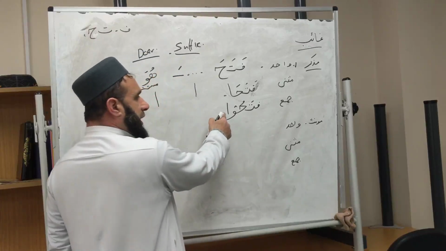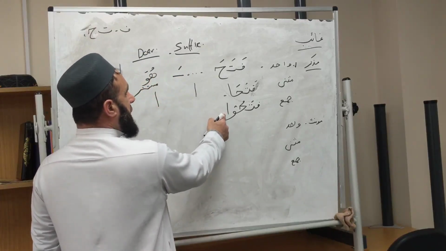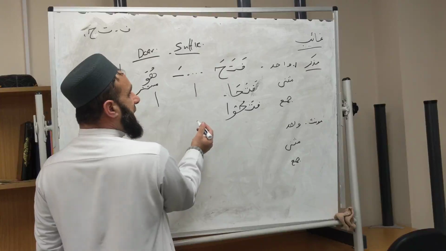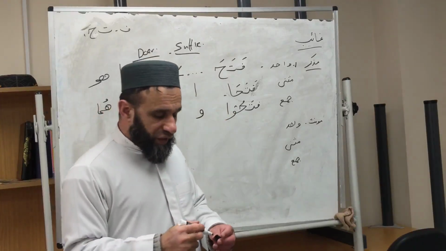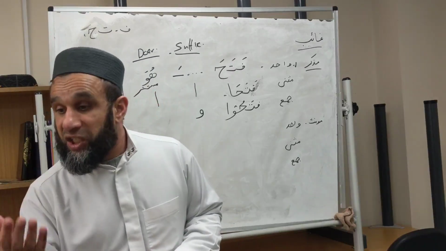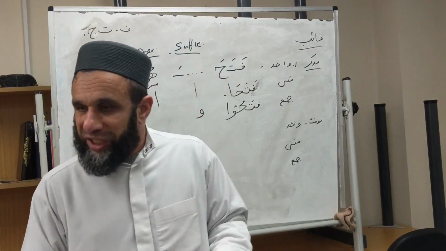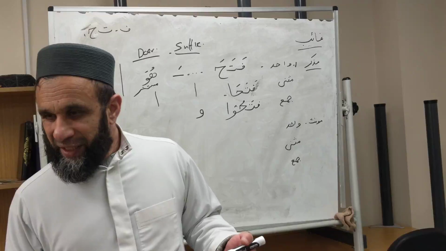So I will explain to you this alif, don't worry. What is the suffix here? Only the waw, not this alif. What is this alif? This alif is called alif of protection, or alif of distinguishing.